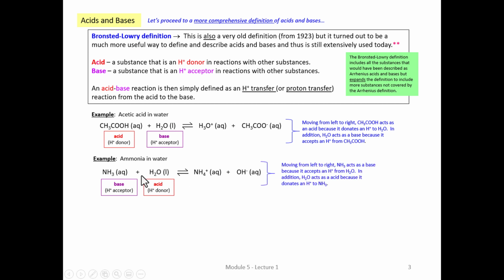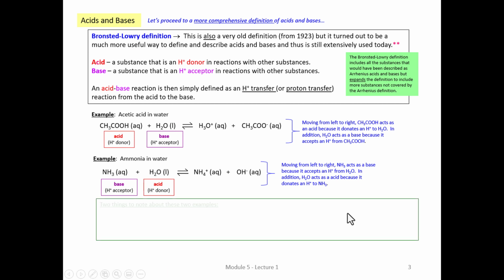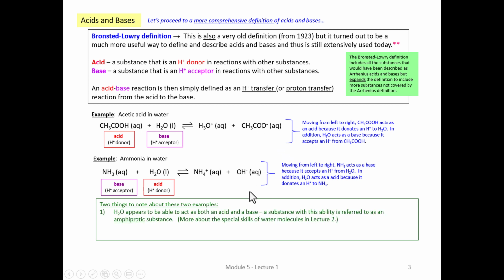So moving left to right, ammonia acts as a base because it accepts an H plus from water. In addition, the water acts as an acid in this particular reaction because it donates an H plus to the ammonia molecule. So two things you want to note about these two examples. The first is that, strangely enough, water appears to be able to act as both an acid and a base depending on the situations it finds itself in.